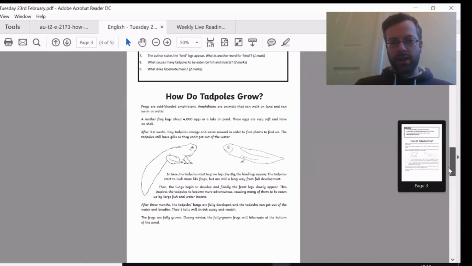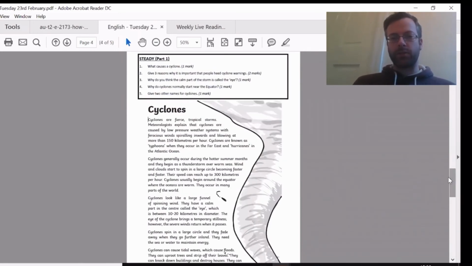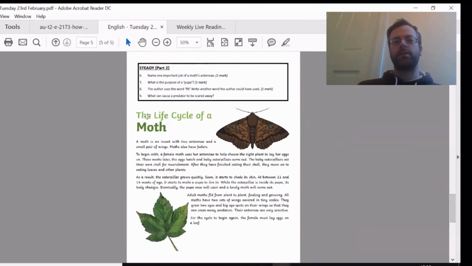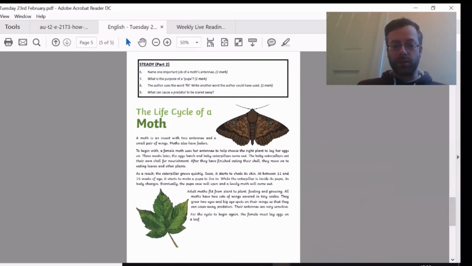And then if you want a more difficult text, more difficult questions, there's steady. So there's 5 questions about these cyclones, and then there's 4 questions about this moth explanation. So you need to choose which of those is going to offer you the right amount of challenge. Right, let's go back to my face just for 1 minute while we finish off explaining what we do. I think you now know everything you need to be able to do. Like I say, choose either ready or steady. There isn't a go today.